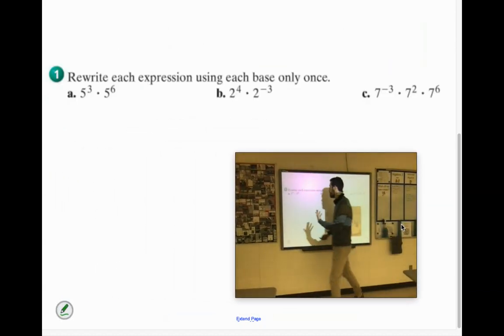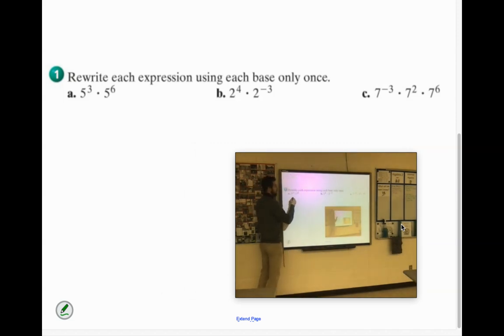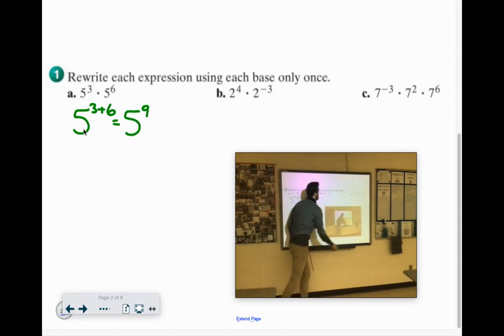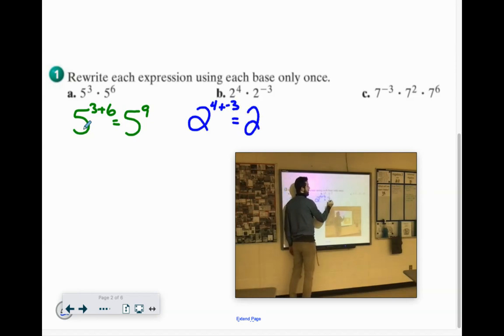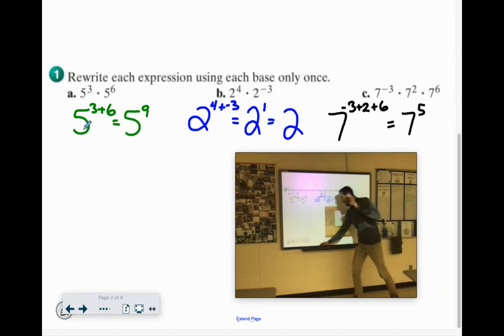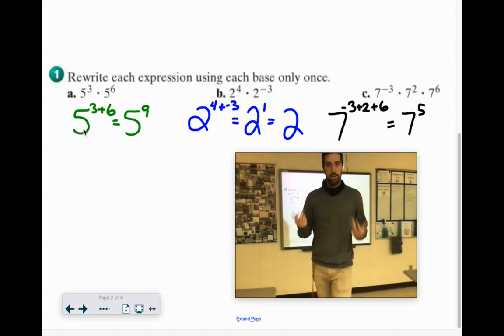Same base, we add the exponents. 3 plus 6 would be 9. Great. If we add these exponents, 4 plus negative 3 would be 1, and 2 to the 1st power is just 2. Okay, all right. Now for these, we have negative 3 plus 2 plus 6. So negative 3 plus 2 is negative 1, plus 6 is 5, 7 to the 5th. When you multiply, add the exponents.